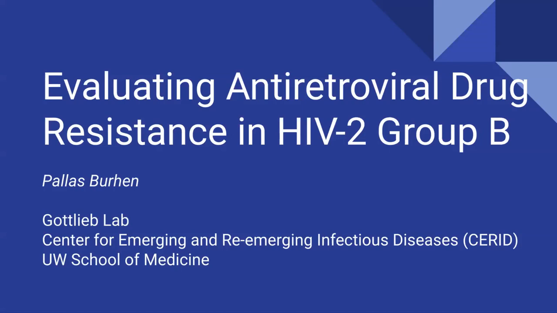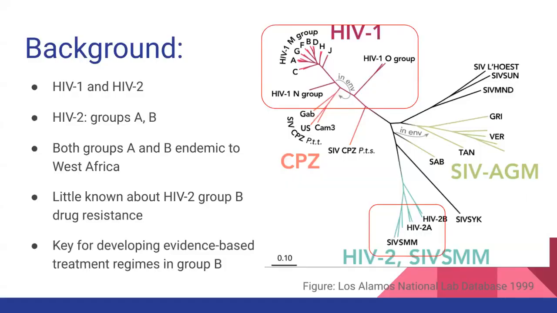I'm going to be discussing an approach for evaluating antiretroviral drug resistance in human immunodeficiency virus, HIV-2, Group B. HIV is divided into two genetically distinct types, HIV-1 and HIV-2, that arose from cross-species transmission of simian immunodeficiency virus, SIV, to humans from chimpanzees and Sooty Mangabey monkeys, respectively.